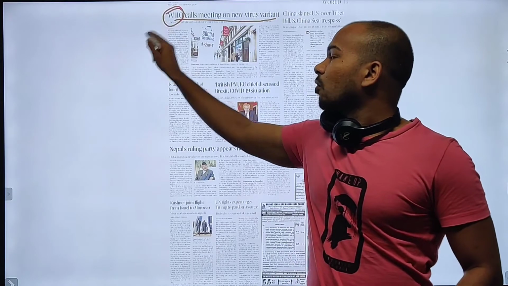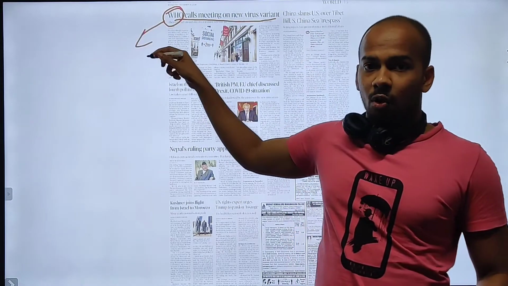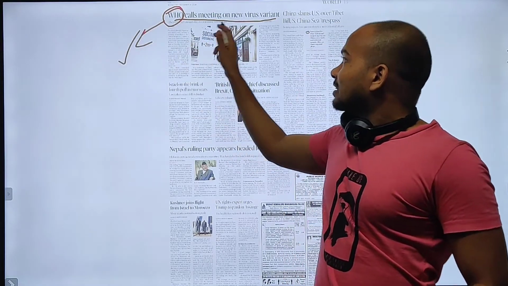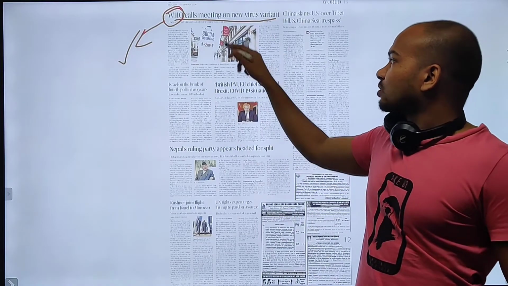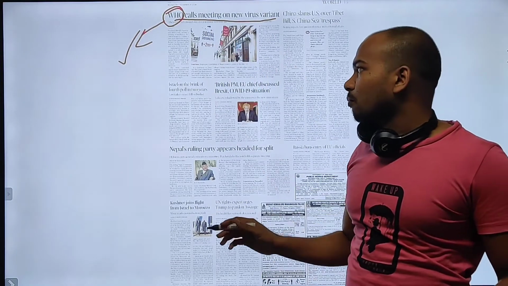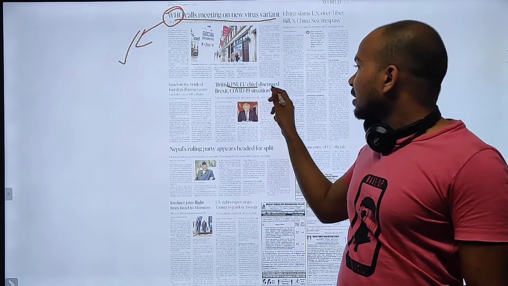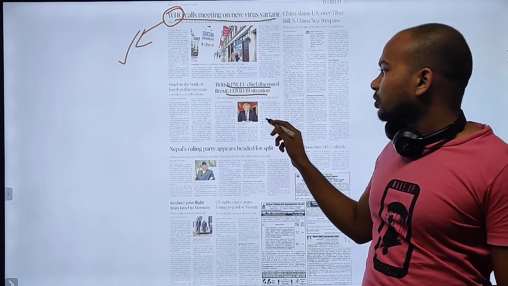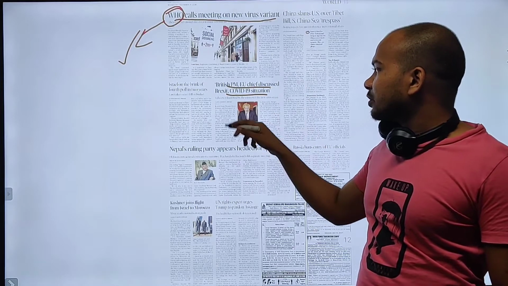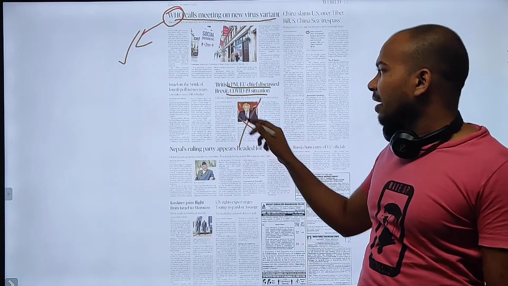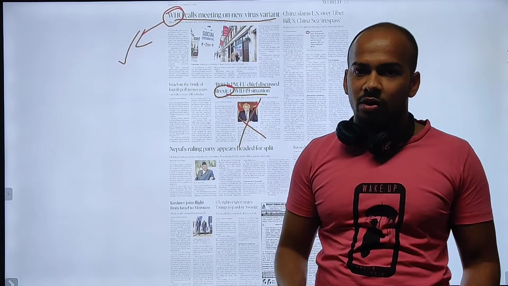WHO is a very important organization, so you need to know about it. But this is about a meeting on a new virus variant, so this update is not really that important, though the organization is important. And then "British PM, EU chief discuss Brexit, COVID-19 situation." It is again an internal issue and won't really matter. But Brexit, you need to know about it. So you need to research.